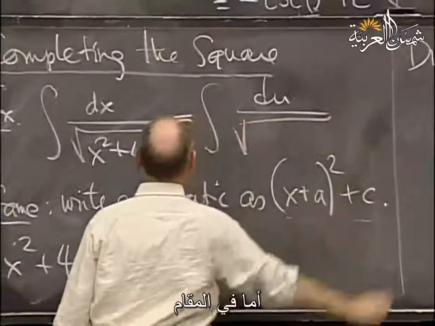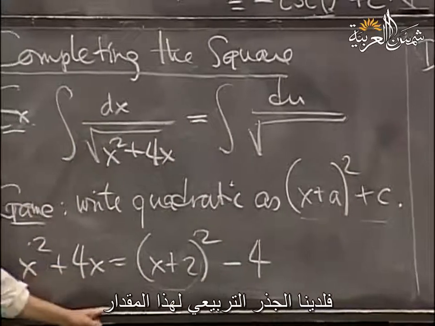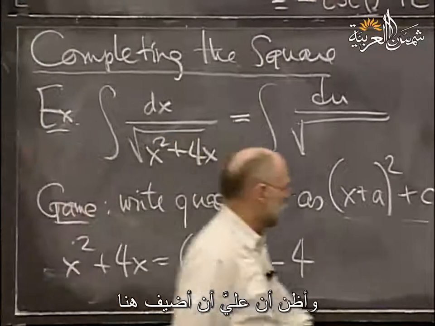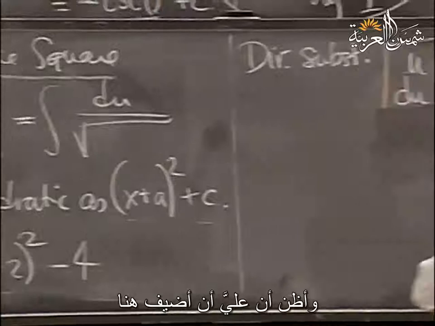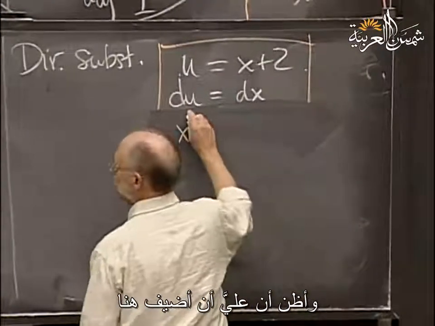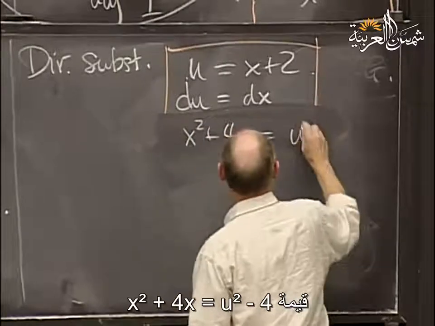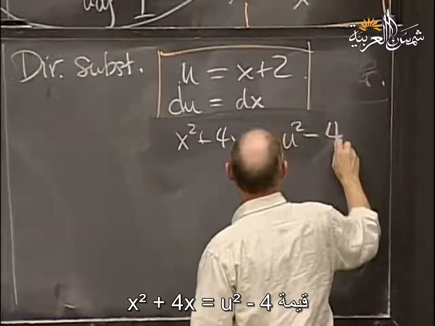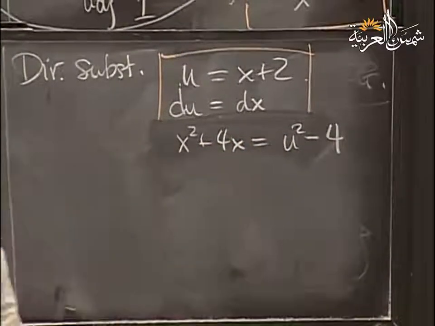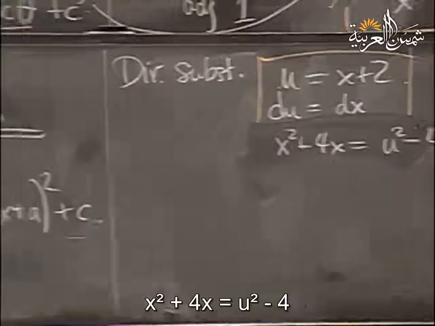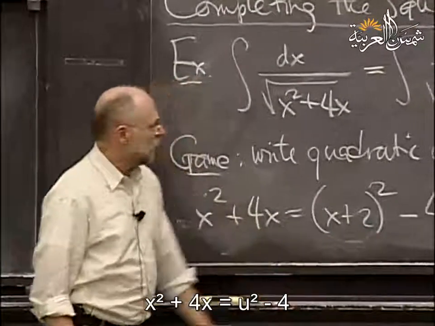And then in the denominator, I have the square root of that. Oh, yeah. So I think as part of this, I'll write out what x squared plus 4x is. The point is, it's equal to u squared minus 4. x squared plus 4x is u squared minus 4.